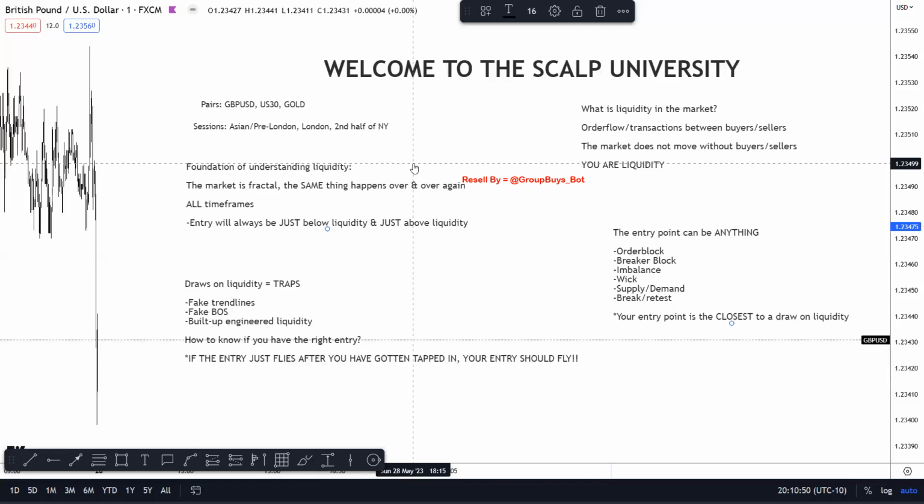Not all of them are traps, but draws on liquidity are traps, meaning that there are fake trend lines in the market. There are fake breaks of structure within structure, and there is built up engineered liquidity created by hedge funds, banks, the bigger players within the market to drive price up or drive price down to a certain area, take out all those orders and reverse in the opposite direction, right? So we know that banks are able to hold these bigger periods and amounts of drawdown in order to collect all those orders and go in the opposite direction.